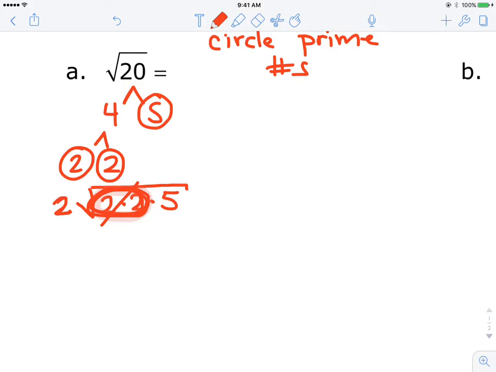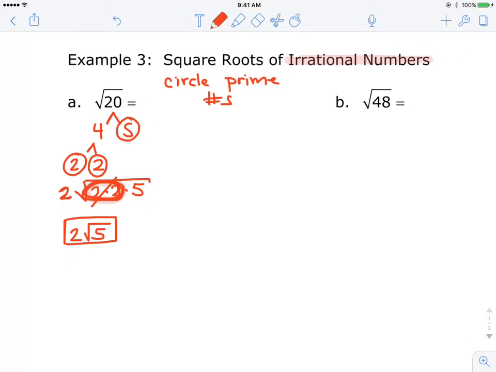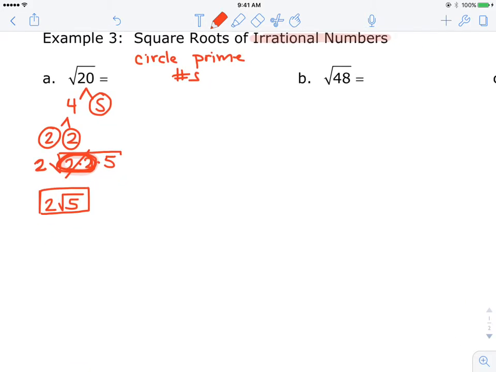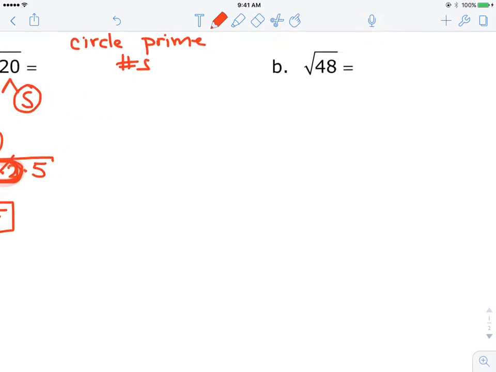5 doesn't have a partner, doesn't have a pair, so we have to leave him in. So our simplified version of this number is 2 square root of 5. All right? And that's it. That's as far as we go. That's simplifying. Let's look at the next one.